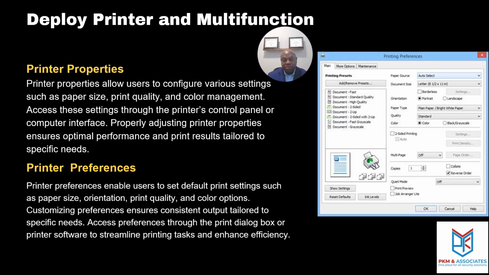Properly adjusting these printer properties ensures optimal performance and print results tailored to your specific needs. Your printer preferences enable users to set up default printer settings such as paper size, orientation, print quality, and color options. Customizing preferences ensures consistent output tailored to specific needs. Again, access preferences through the print dialog box or printer software to streamline printer tasks and enhance efficiency.